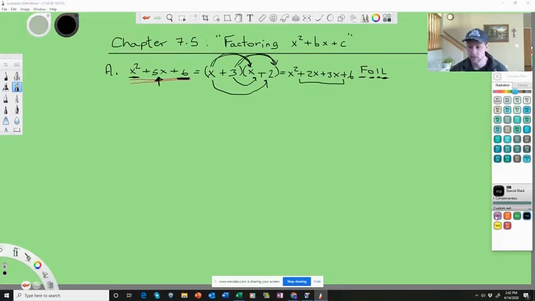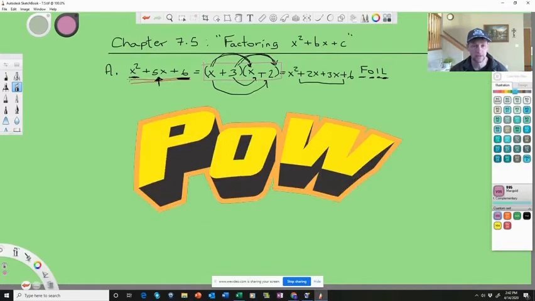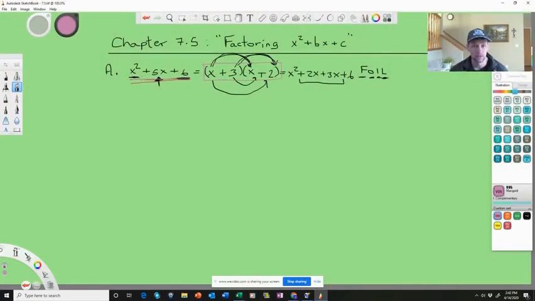So the answer that I'm actually looking for and the answer that you're going to have to put into your assignment today is this. This is the factored form of this trinomial, because we've taken this trinomial and broken it down into 2 binomials that multiplied together give us that.